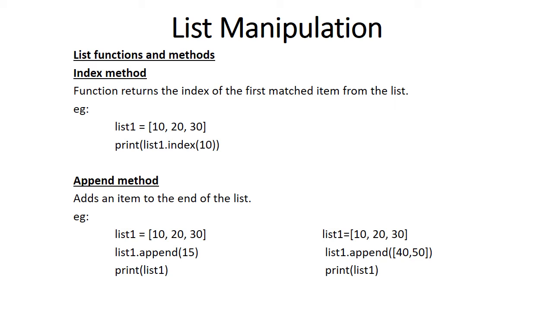List 1 is equal to 10, 20, 30. List 1 dot append of 40, 50. Print list 1. So the answer will be 10, 20, 30. After that in a separate list 40, 50.